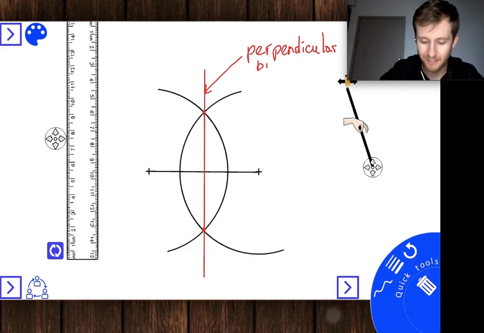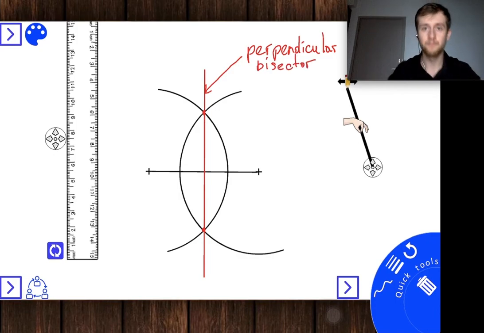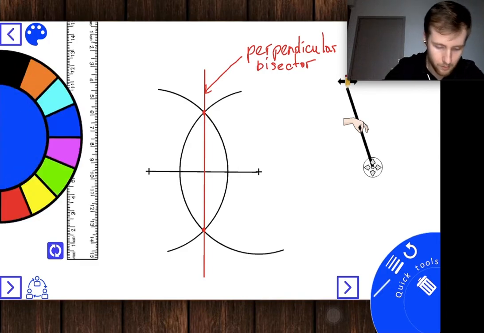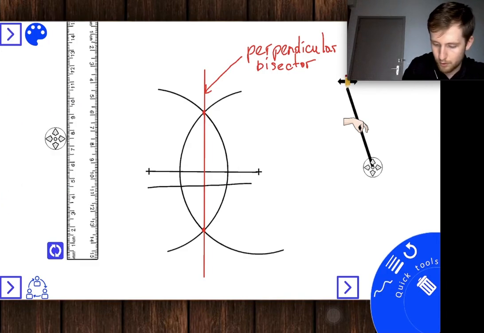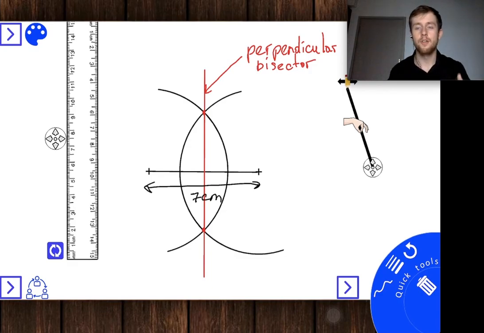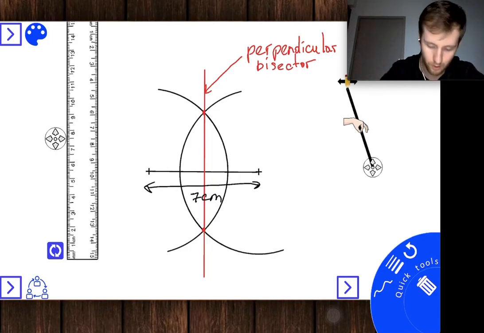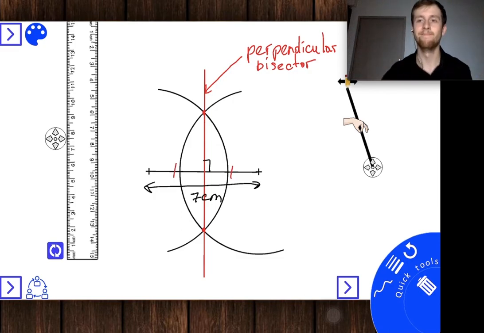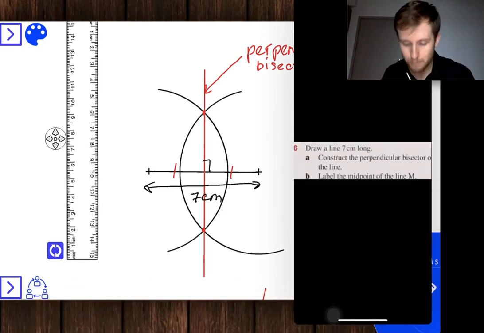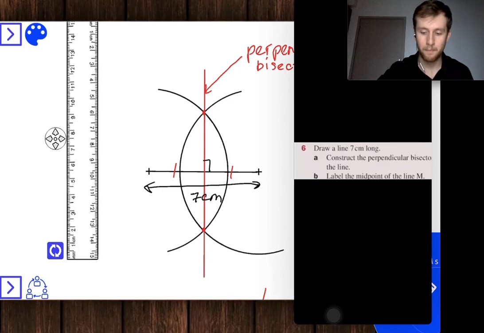Oh, I will write it again. Bisector. Perpendicular bisector. Again, the line is this. This is our line. Right, it's 7 centimeters long. Perpendicular means it's 90 degrees in relationship to the line. So this is 90 degrees. And bisector means that it cuts this line in half. Like this.